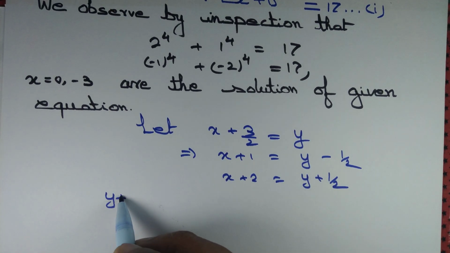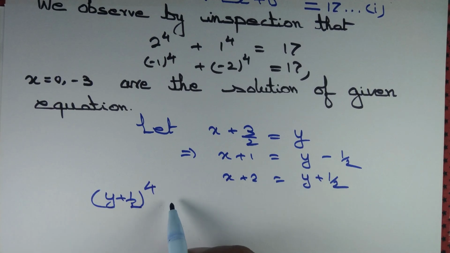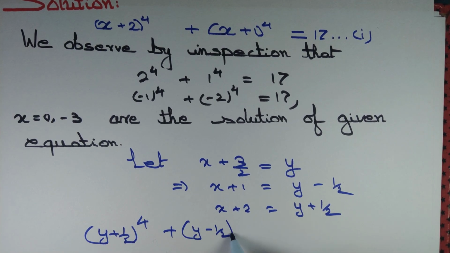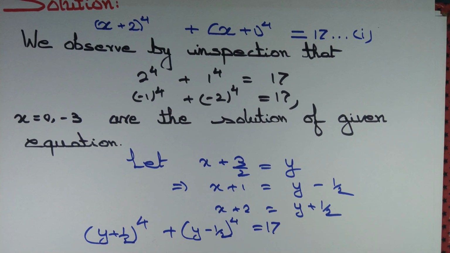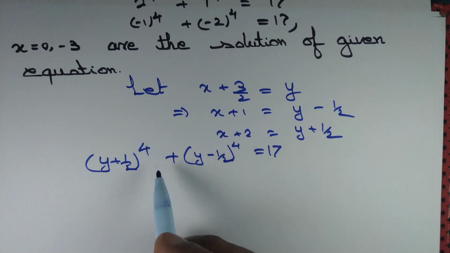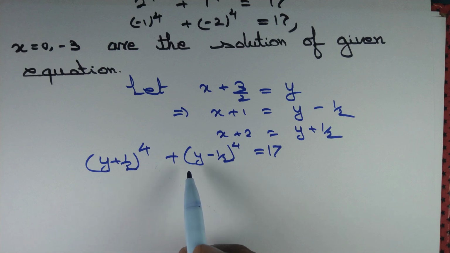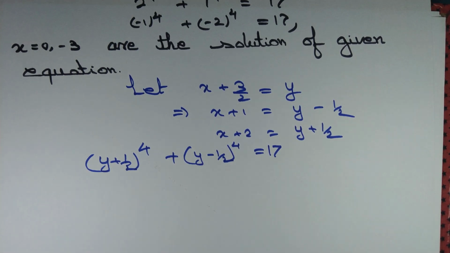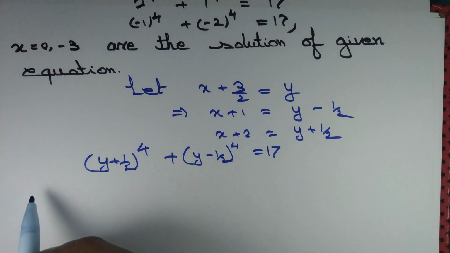So we can write equation 1: x + 2 is y + 1/2, so (y + 1/2)^4, plus x + 1 is y - 1/2, so (y - 1/2)^4, equal to 17. We copy as it is. Now what's the advantage of this? The advantage is that when we expand and cancel it out, the odd powers will vanish, so we'll get a biquadratic equation. Let's do it.